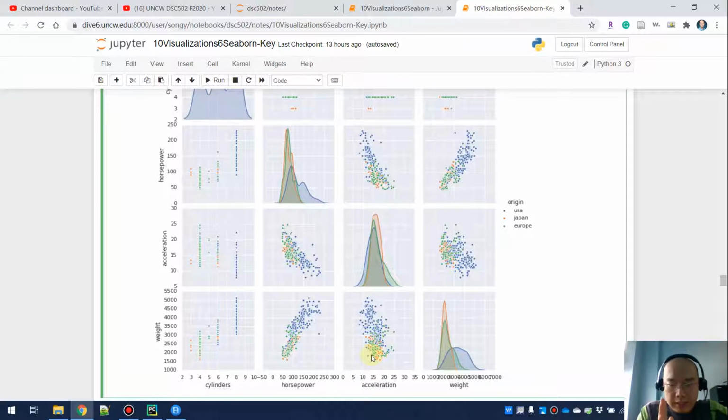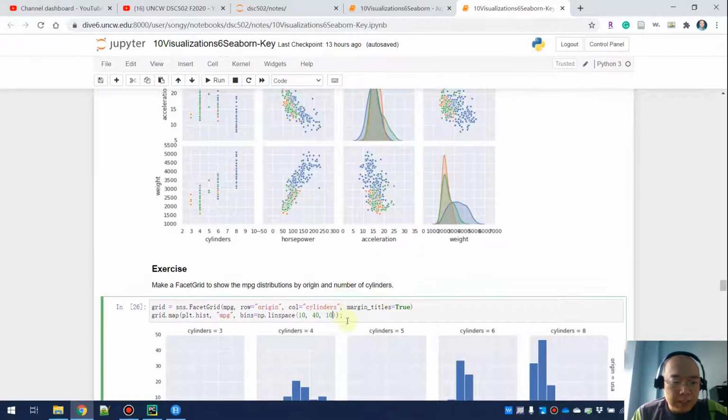So for the acceleration, there's no car with super high or super low values, and you can see that from this plot. So acceleration against acceleration, and you see the distribution for the U.S., Japanese, and European cars. The distribution is kind of the same, right? And for the U.S., on the upper half of this plot, the cars with the higher weight, most of them are produced by the United States.